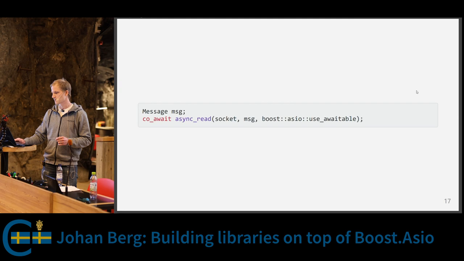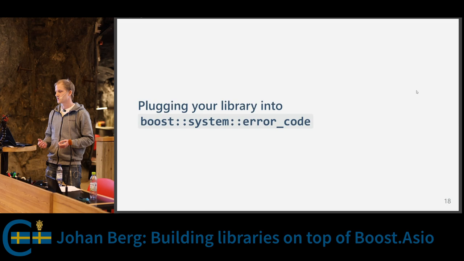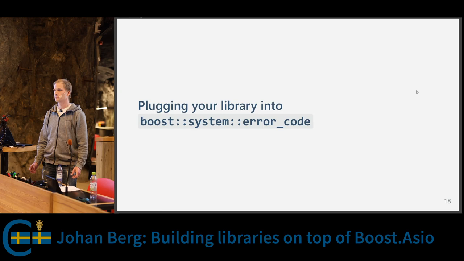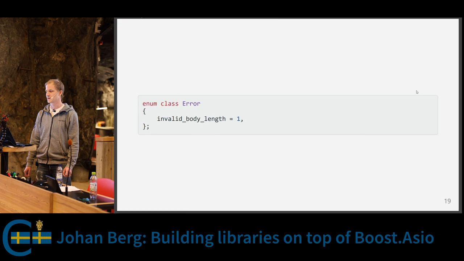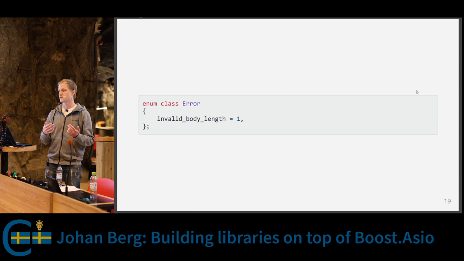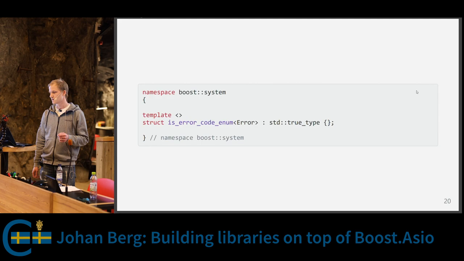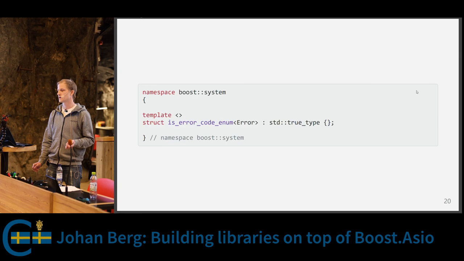So if we're writing a library, we probably want some custom error codes. And as you may have noticed, Asio is using boost::system::error_code for its error handling. And if you're building on top of Asio, you should be using it too. So we create an enum with our error code. We use an error code called invalid_body_length here. So if someone sends a message with a body length greater than some max, we just throw this error. And Boost has a template type that we're allowed to specialize inside the boost::system namespace. And it's called is_error_code_enum. And what this does is, if we specialize this, it lets our enum be automatically converted into an error code.